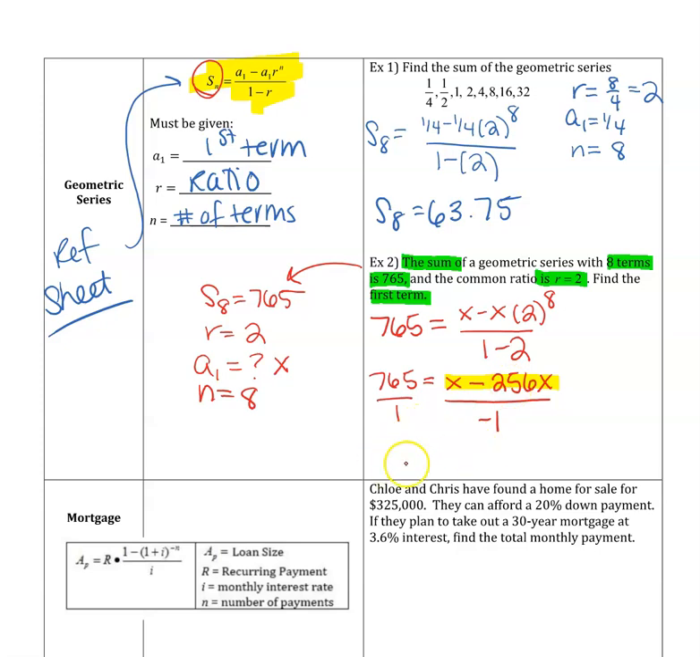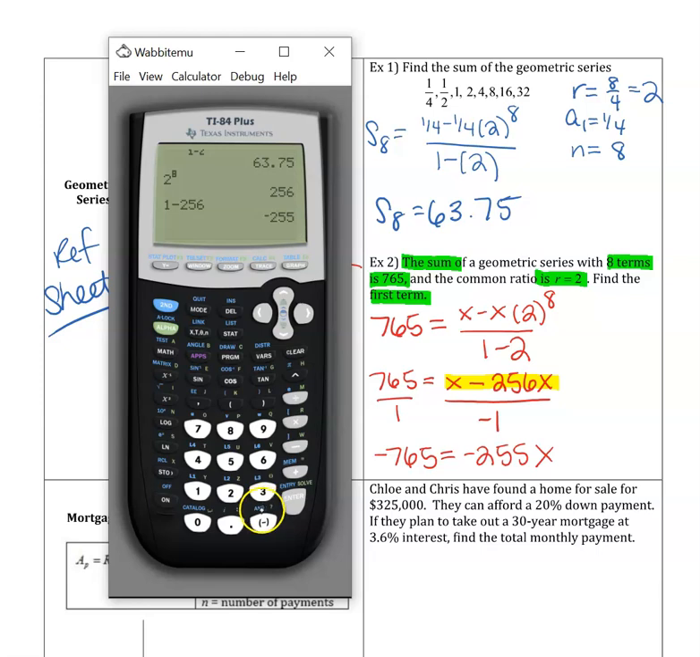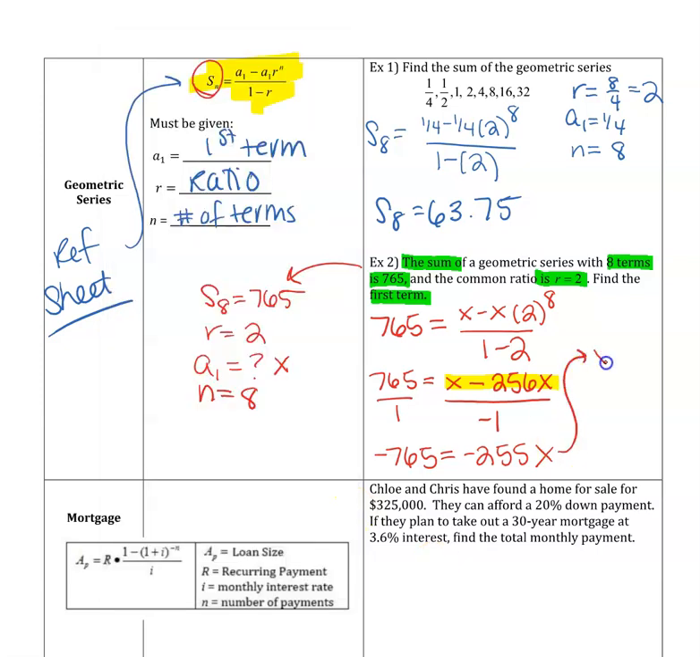Put this over 1 and cross multiply, and you would have negative 765 equals negative 255x. Now I just have to divide, and I get x equals 3, which means the first term of your sequence must be 3. So again, where I just highlighted is where people tend to forget that those are like terms, so I'm just combining them here. And then it's just cross multiply to solve.